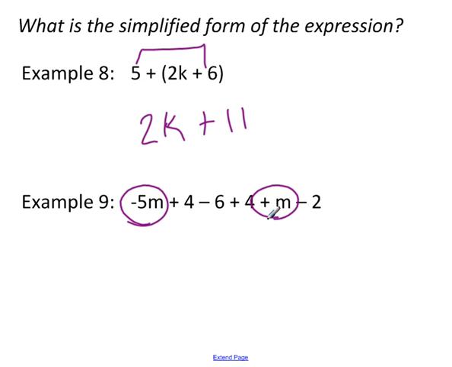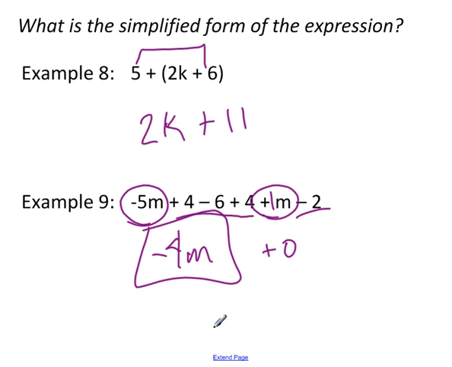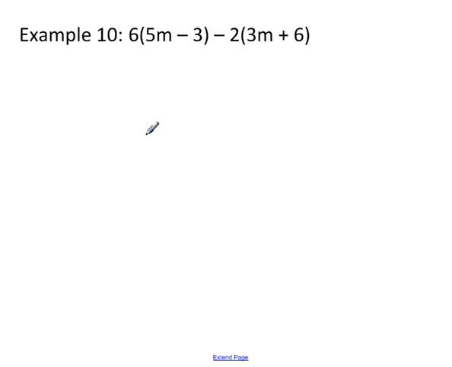Alright, here, I like to circle things that are going to go together. My negative 5m and my plus 1m here is going to make negative 4m. That leaves all of these other guys. 4 minus 6 is negative 2, plus 4 is 2, minus 2 leaves with 0. So this is really my answer here. All your normal numbers together and your things with the like variables together.